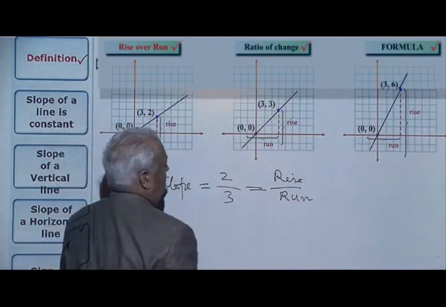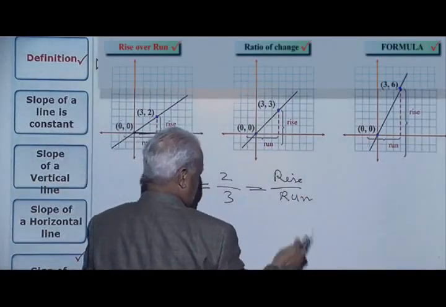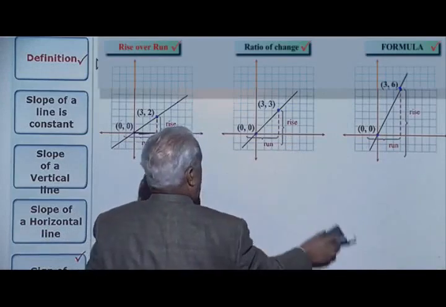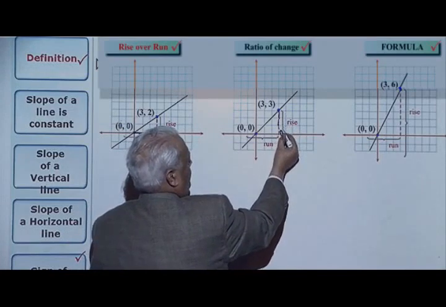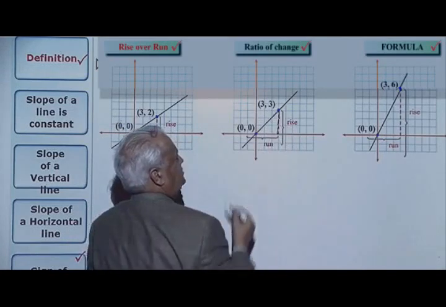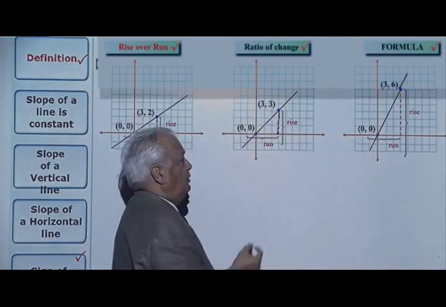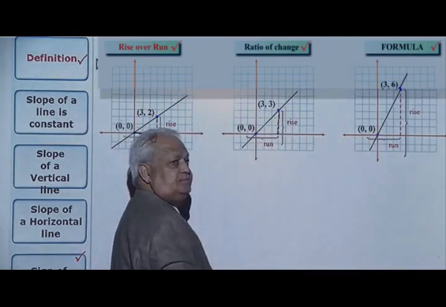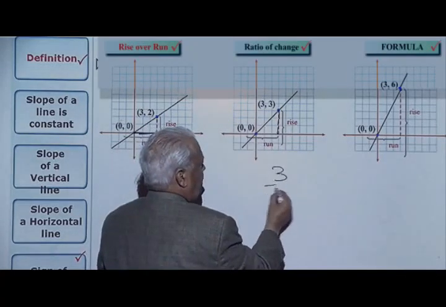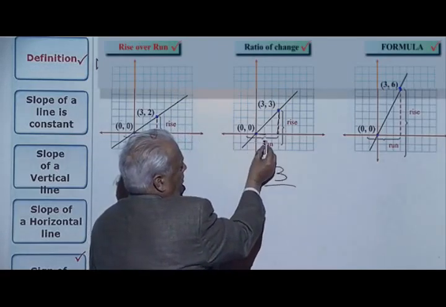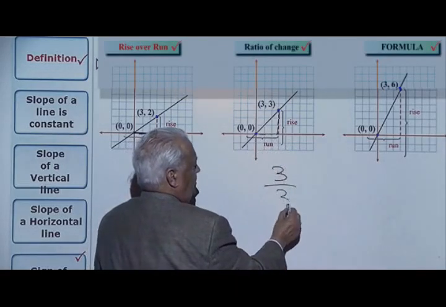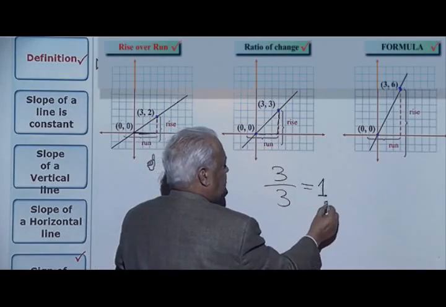Similarly here, slope of this line. What is the rise? 1, 2, and 3. The same as the y coordinate of this point, provided the line passes through the origin. So slope is 3 over the run. Run is 1, 2, and 3. 3 over 3. In this case, the slope is 1.